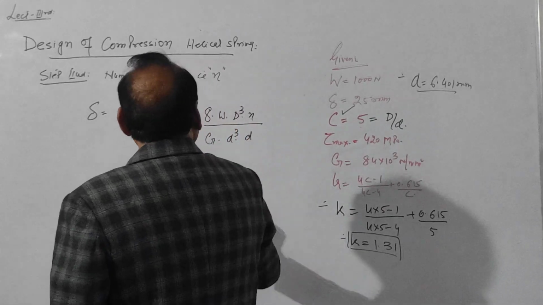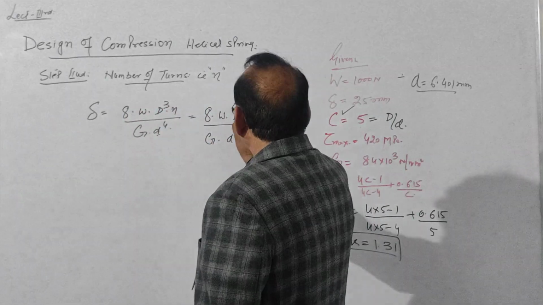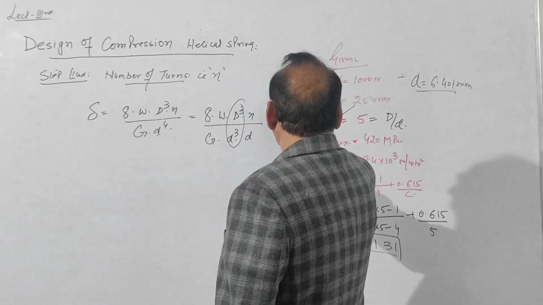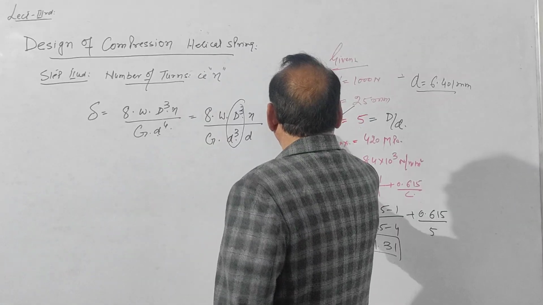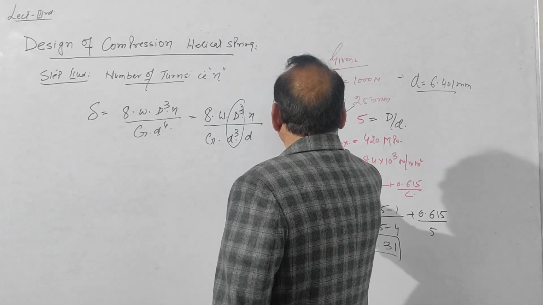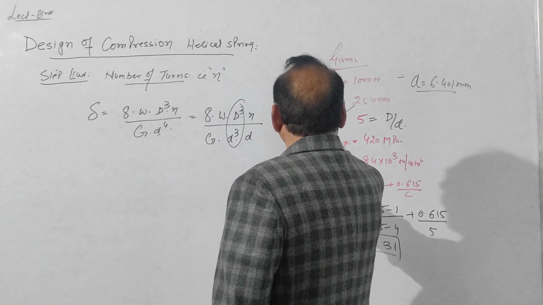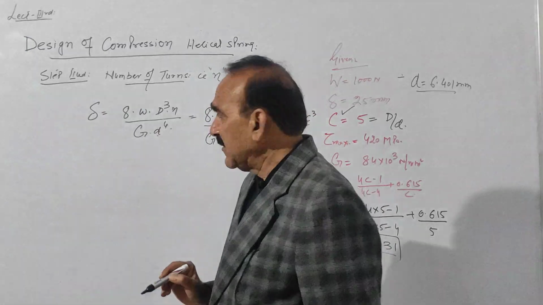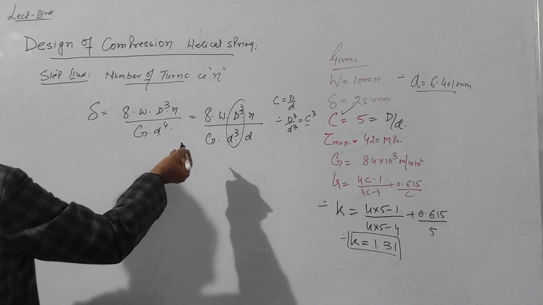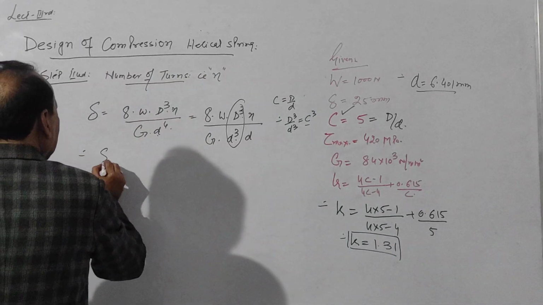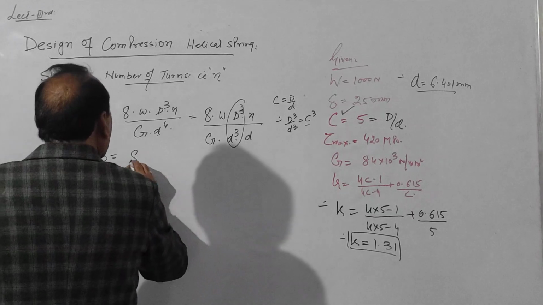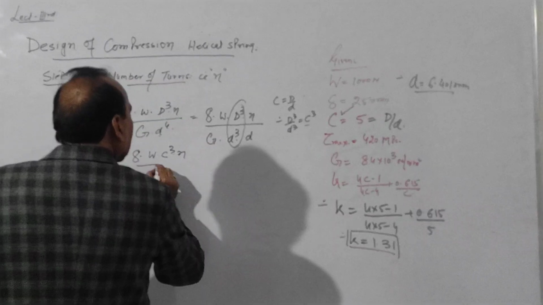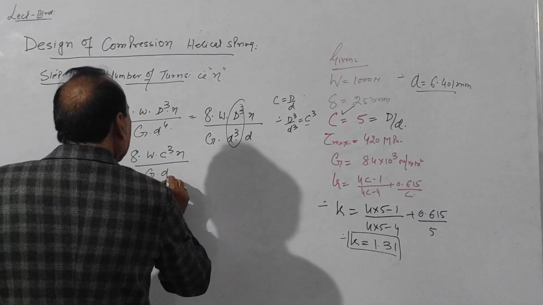This can be written like this. D cube into D. So this is what? D cube upon small d cube. And you know C is equal to D upon d. Therefore, D cube upon small d cube, this is equal to C cube. Right? So iski jagah hum C cube bhi likh sakte hain. Right? So aap agar is tarike se karna chahe to is tarike se bhi kar sakte hain. Delta is equal to 8 W C cube into N divided by G d.